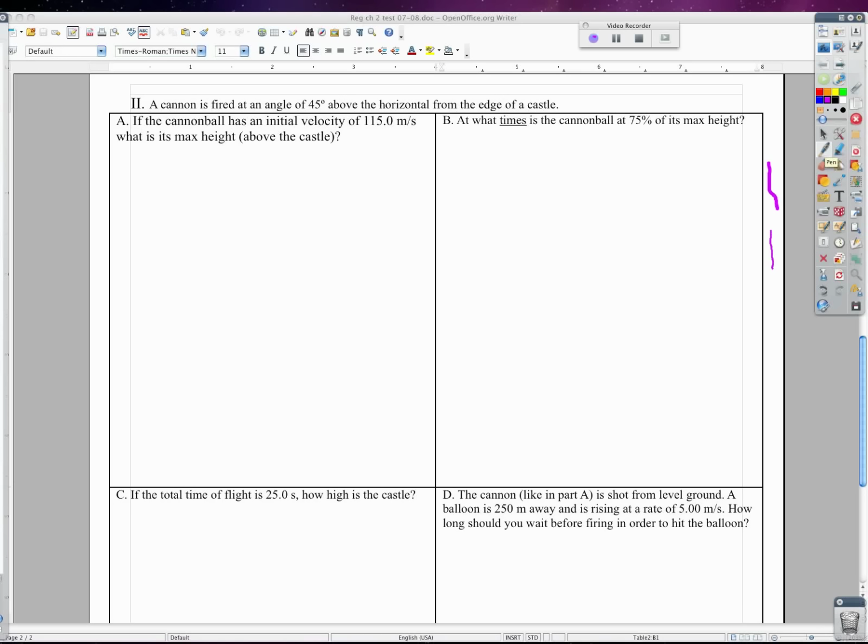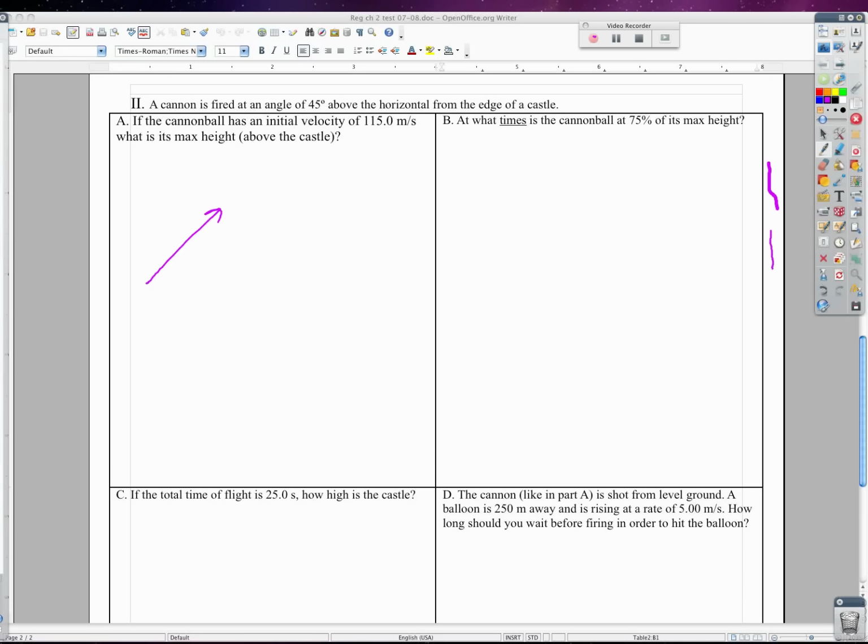Okay, right? A cannonball is fired at an angle of 40 degrees horizontal from the edge of the castle. If the cannonball has an initial velocity of this, what is the max height above the castle? So basically what I'm looking at is 45 degrees, 115 meters per second. I just want to know this right here, y max.